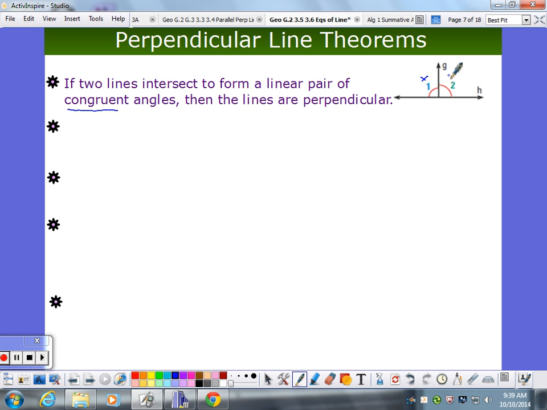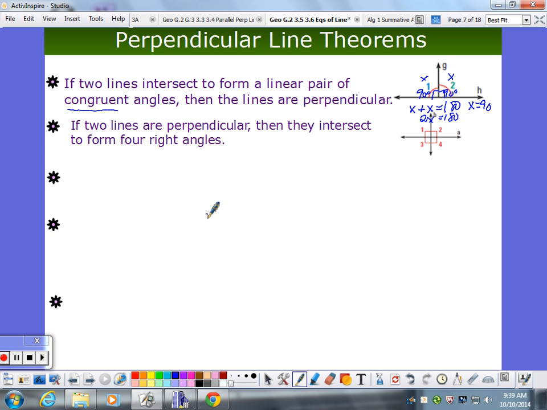So if this one has a measure of x, this one will have a measure of x, right? That's what congruent means. They have the same measure. Since they are supplementary, by definition, they're going to add up to 180 degrees. And then I'm going to use some math. The division property of equality is going to tell us that each x must be 90 degrees. And if each x is 90 degrees, that means they're right angles by definition of the right angle. And if two lines form a right angle, then they are perpendicular. Definition of perpendicular. Okay, so now we believe it.